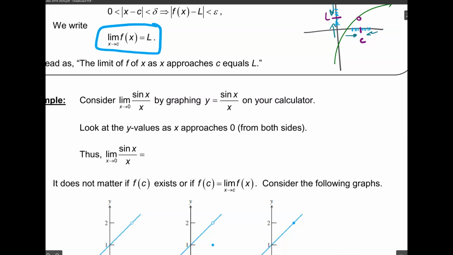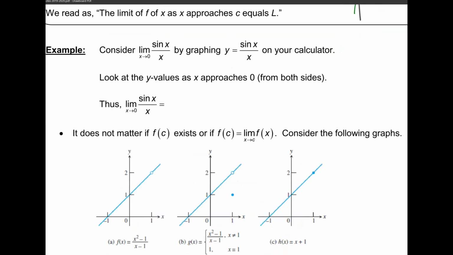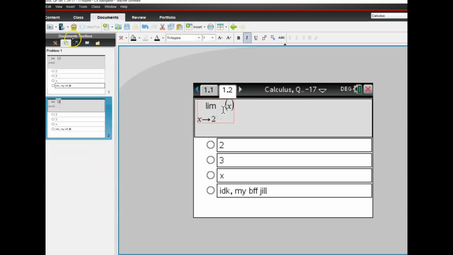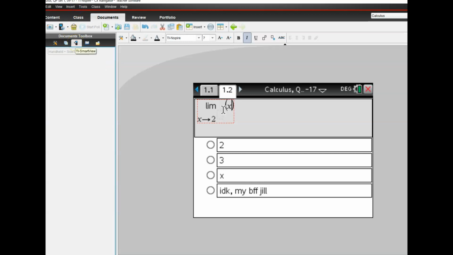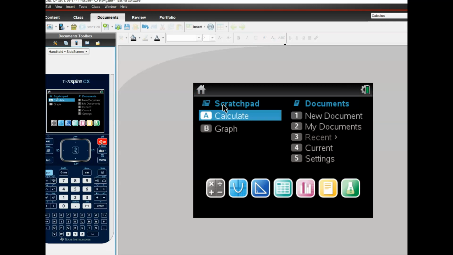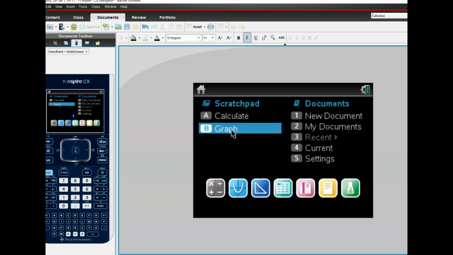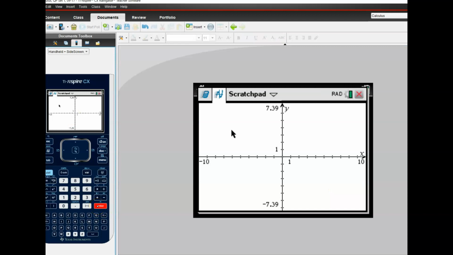All right, so example: consider the limit as x approaches 0 of sine of x over x. Let's consider this by graphing it on your calculator. Look at the y values as x approaches 0 from both sides, and let's see what the actual value is. I'm going to go to the calculator, push the home button, click graph, push enter. Push tab. I want to do sine of x over x. Do we have an idea of what happens?